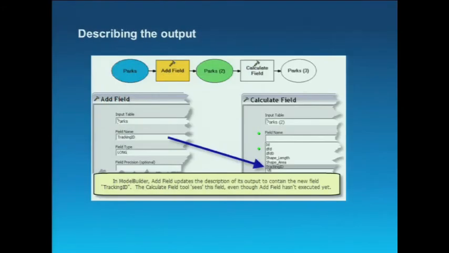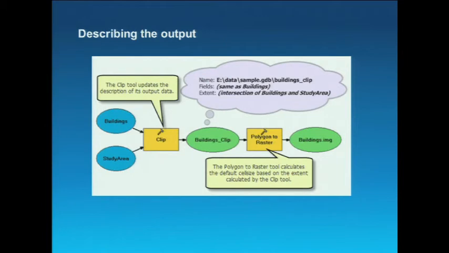And then finally, I talked about this earlier. You can use Tool Validator to describe the output with something called a schema. If you used add field in Model Builder, you add a field to a data set, and then you got the calculate field tool here. You chain it up, and lo and behold, calculate field sees the field you're going to add before you even run that add field tool. How's that possible? That's what we call describing the output, and that's how Model Builder works, is that we're able to describe the output before you run the tool. And this is what enables that nice chaining in Model Builder.